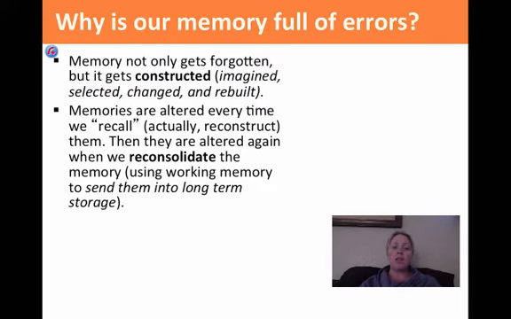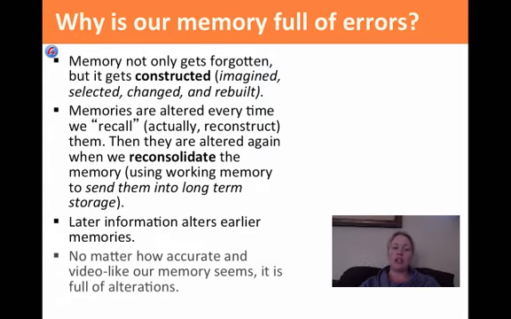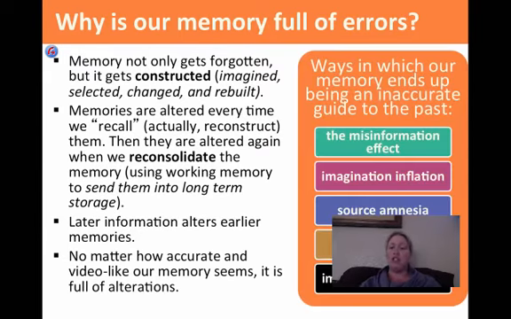So when we reconsolidate the memory, using working memory to send it into long-term storage again, it's altered again, and later information alters earlier memories. So no matter how accurate and video-like our memory seems, it's full of alterations, okay? So what are some of the ways in which memory ends up being an inaccurate guide to the past? Well, we have the misinformation effect, imagination inflation, source amnesia, deja vu, and implanted memories.